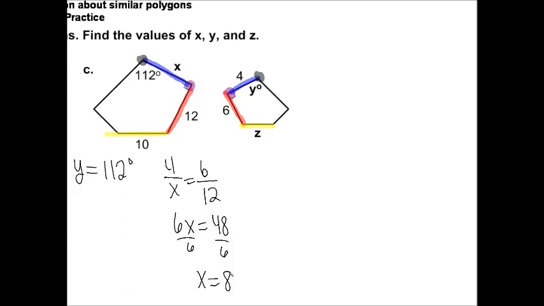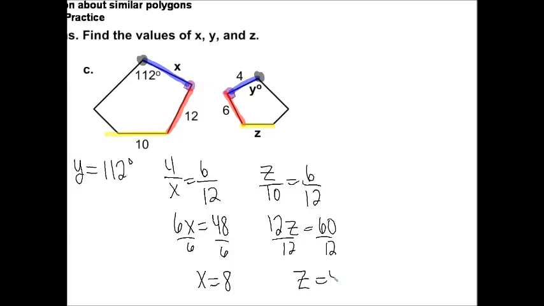And then here I'm going to go back to the 6 over 12 and the z over 10. So z over 10 is equal to 6 over 12. Cross multiply. Divide by 12. And you get your answer. Okay?